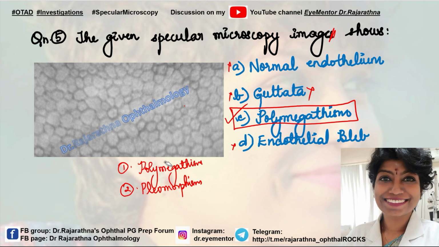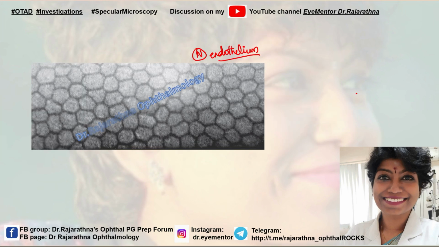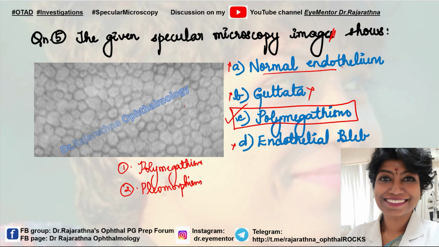So question number 5, some of you had answered normal endothelium because probably you didn't have an idea of how normal endothelium looks like. So now when you compare this image with the given image, you would be able to appreciate the polymegathism and also some amount of pleomorphism here. See, you can see square cells here. You can see clearly the pentagons. Yes. So there is also pleomorphism here in this image.